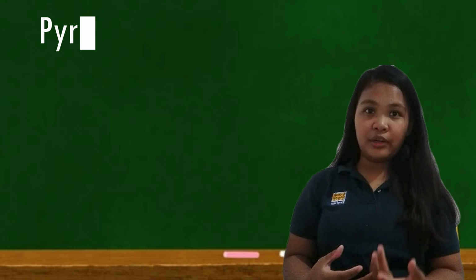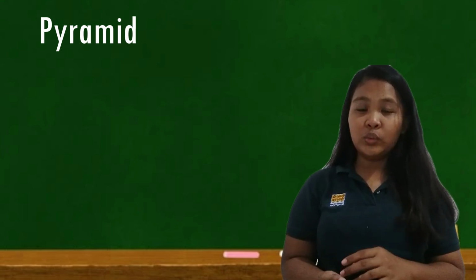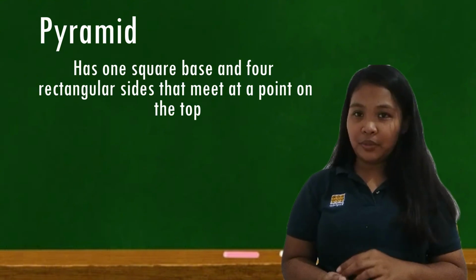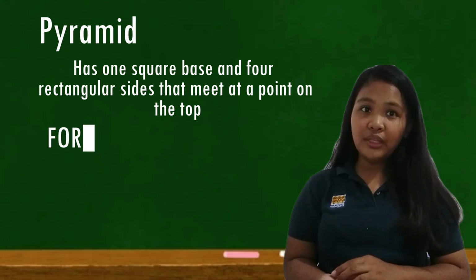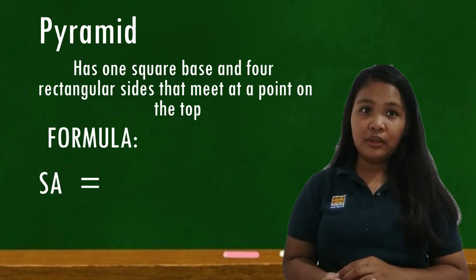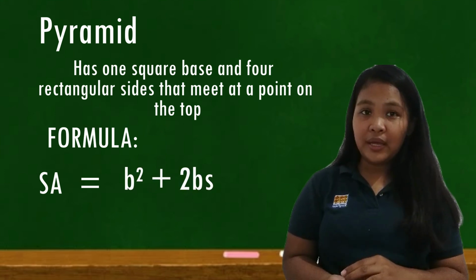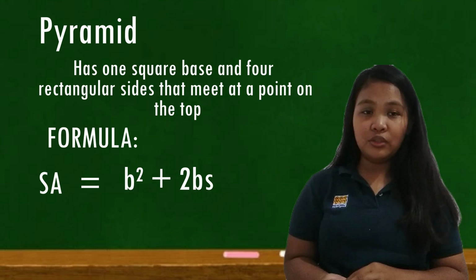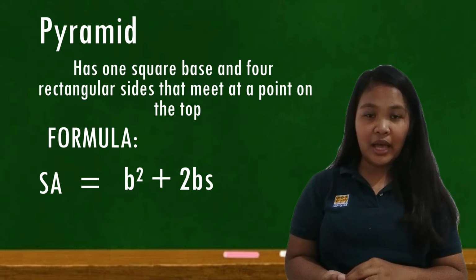Let's move on to the pyramid. A pyramid has one square base and four triangular sides that meet at a point at the top, like the Egyptian pyramids. To find the surface area of the square pyramid, we use the formula b squared plus 2bs, where b is the length of one side of the square base and s is the slant height.